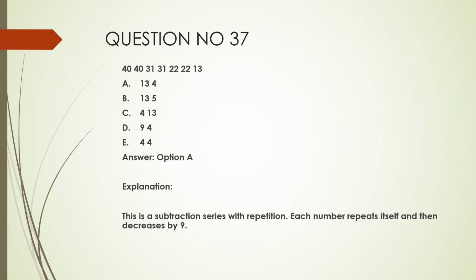Next question. 40, 40, 31, 31, 22, 22, then 13. So the definitely next letter will be 13, because 40 became 31. So 9 is deducted, and 31 to 22 again 9, 22 to 13 again 9. So 13 minus 9 will give you the next letter, that is 4. So answer is 13, 4.